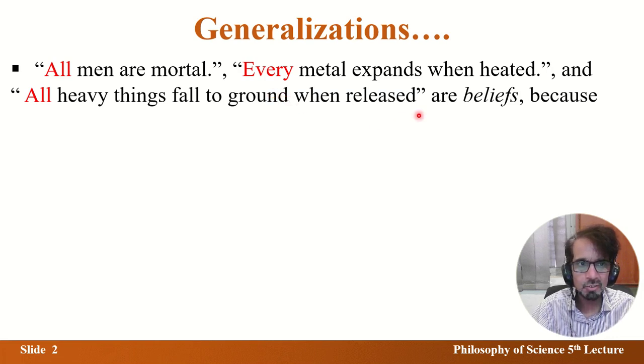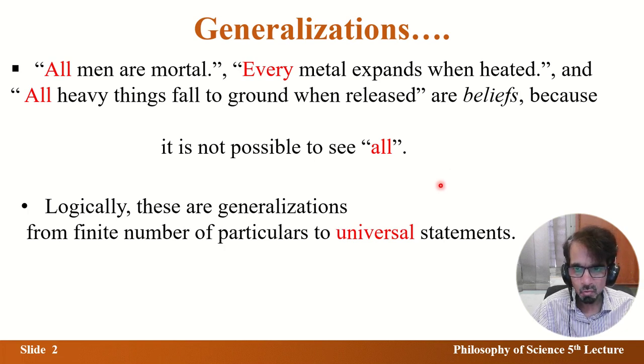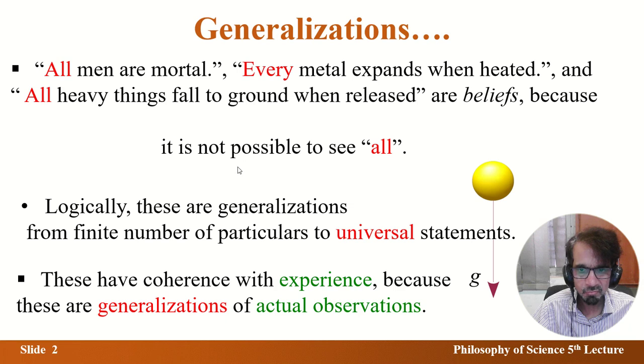Now these are generalizations to universal statements, and the question is, are these proved? Here, as I said, if one man is alive, is it proved that all men have to die? If it is not proved, then that's a belief. And I tell you that these are all beliefs, because we cannot see all. We can see that whatever persons in history there were, they died, but we cannot see all persons. We cannot see every matter. We cannot see every heavy thing. So if we generalize to all, these are generalizations to universal statements, and these are called inductive reasonings.